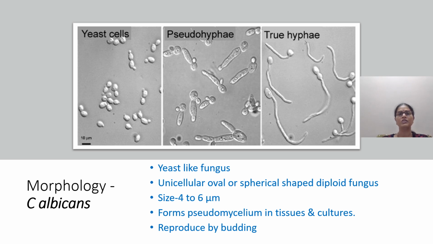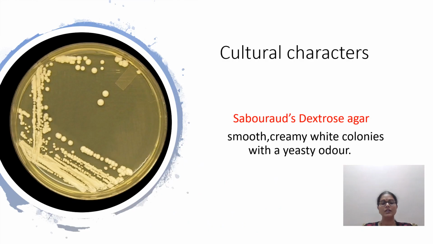quorum sensing molecules. Now coming to the cultural characters, the common medium for any human fungal pathogen is Sabouraud dextrose agar. Candida forms smooth creamy white colonies with a yeasty odor in this medium. The optimum temperature for growth is 37 degrees Celsius.